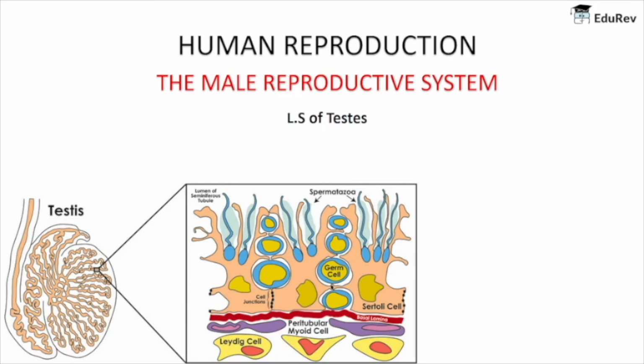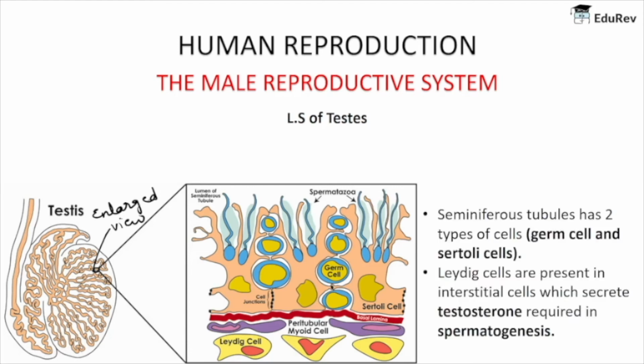So this is the enlarged part of seminiferous tubule. Here, if you see where I'm marking it, this is the enlarged view of seminiferous tubule. Inside the seminiferous tubules, there are two types of cells. First one is the male germ cell, and the second type of cell present inside the seminiferous tubules are the Sertoli cells.